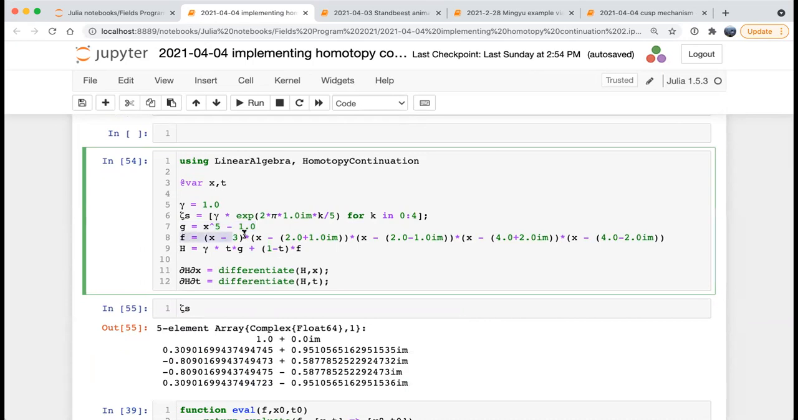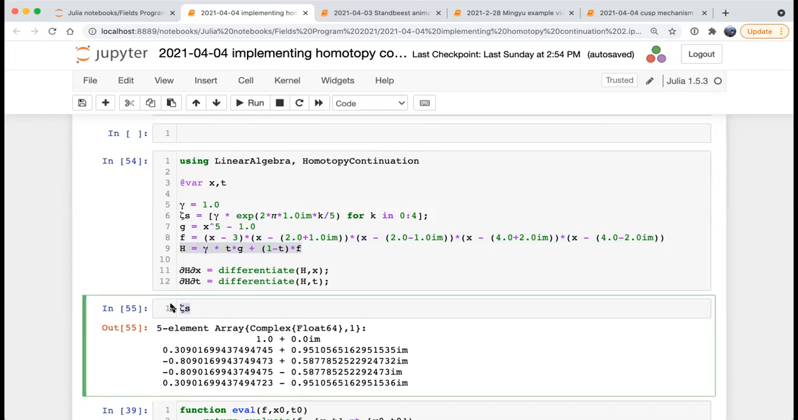Here's F. Now, I've written F so that you can explicitly see the solutions, but pretend that we didn't already have a factorization of F. Then we wouldn't know that it had a solution at x equals 3, another at 2 plus i, another at 2 minus i, another at 4 plus 2i, and another at 4 minus 2i. And finally, here's our homotopy. As you can see, I put this extra gamma in, but for right now it's just a 1, so it's doing literally nothing.